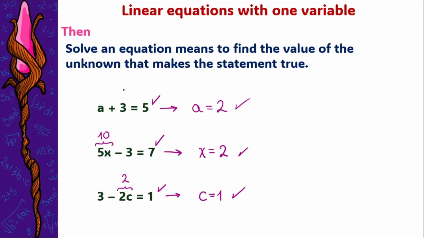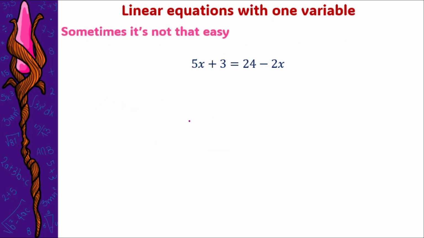For these examples, it's just checking the equation to find the value that solves it. But sometimes it's not that easy. Maybe we can have the x appear two times at the same time, so it's going to get a little harder. What we should do in these cases is try to bring everything with the x to one side of the equals, let's say to the left, and everything that doesn't have the x to the other side of the equals. How could we do that?